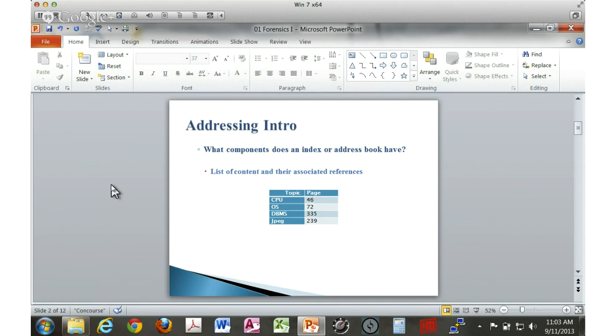So if we look at addressing, just from our basic understanding of textbooks, things of this nature, table of contents, indexes, what do we have? We have content and a reference. Okay? What are the two things associated with every byte? Contents and an address, a reference. Okay? So we see this as applied to the operating system and the file manager.